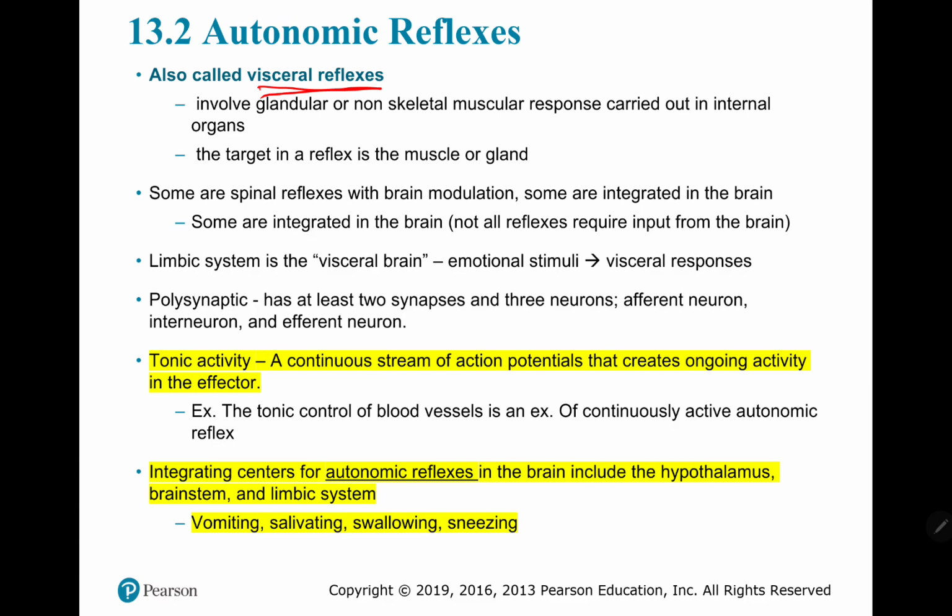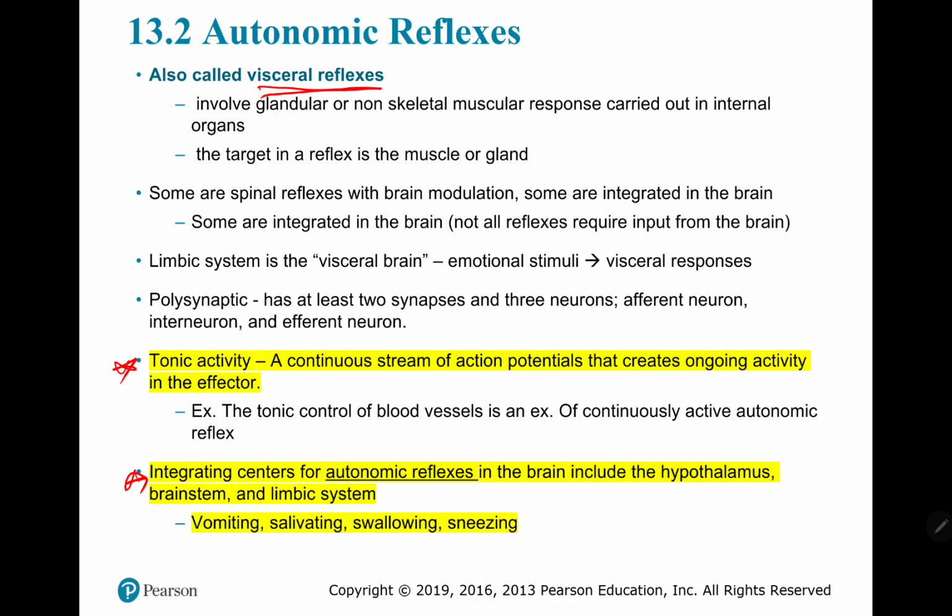So we have tonic activity. Tonic activity just means you're having a constant stream of action potentials that's going to create an ongoing activity in that effector tissue. So, for example, your blood vessels are under tonic control, a continuously active autonomic reflex would be an example.